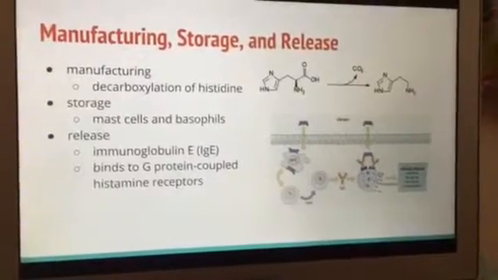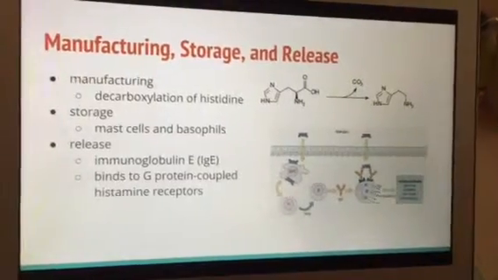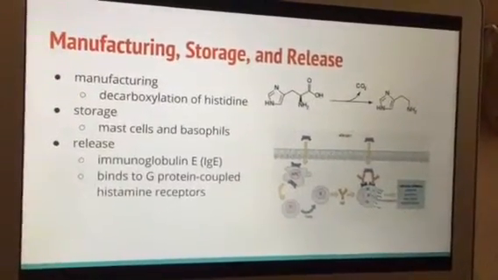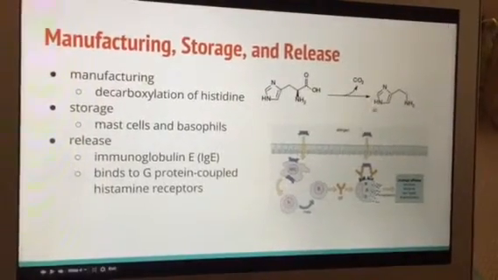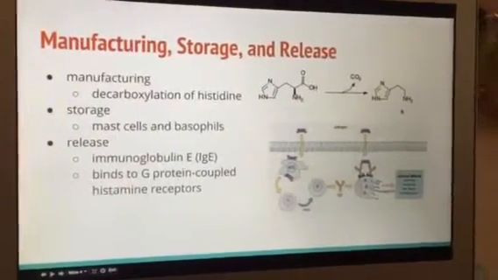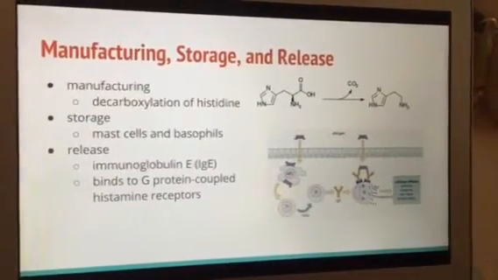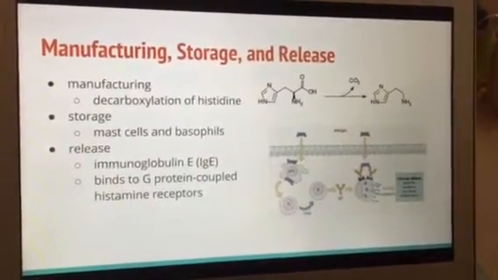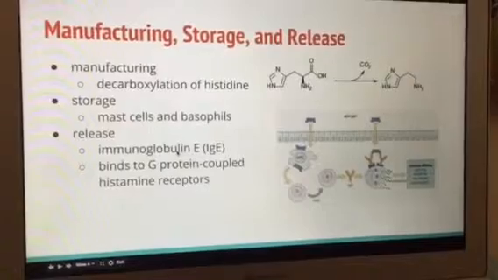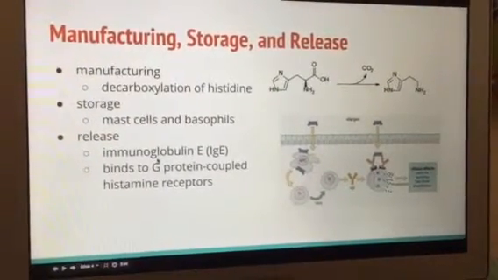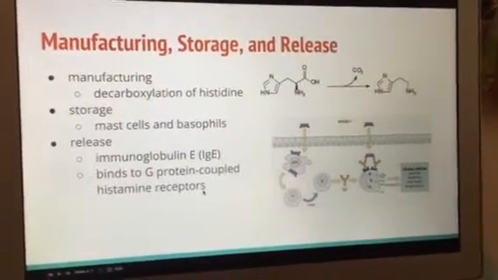So histamine is created from the amino acid histidine by the process of decarboxylation. The amino acid histidine loses a carboxyl group, which results in histamine. Histamine is stored in mast cells and basophils, which are types of white blood cells. The non-mast cell histamine are the ones that are used as neurotransmitters. Immunoglobulin E triggers the release of histamine, and once released, histamine will bind to G protein-coupled histamine receptors. There are 4 types, and I will get into those in more detail.